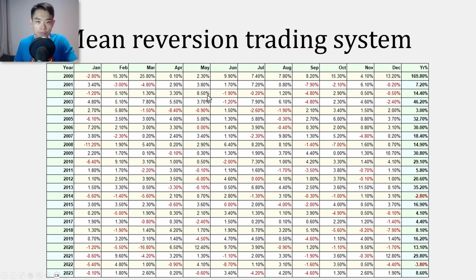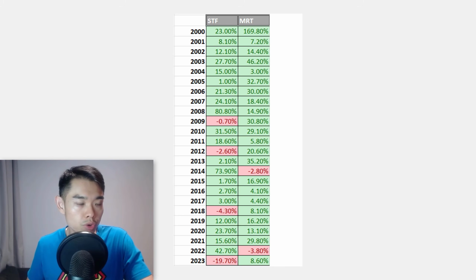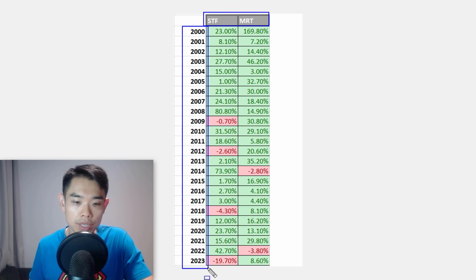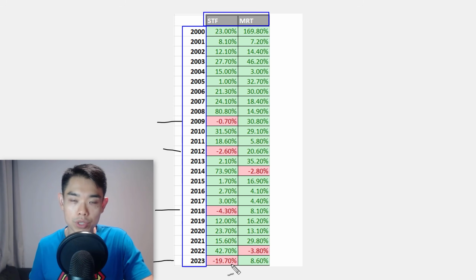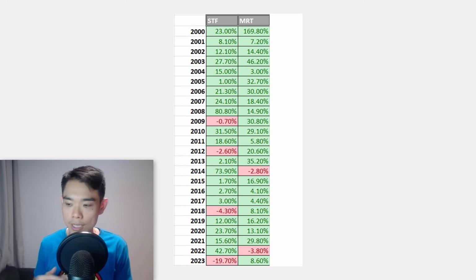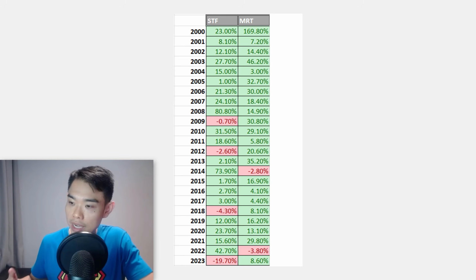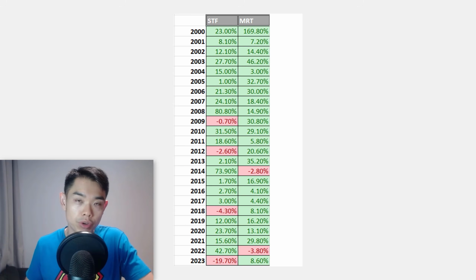So with this in mind, these are the two trading systems I've shared with you earlier, the trend following and the mean reversion one. What you're seeing over here is the yearly returns over the last 24 years. You can see that the trend following system had 1, 2, 3, and 4 losing years, and the mean reversion trading system had 2 losing years. So now the question is this: how can you reduce the chance of experiencing a losing year? How can you increase the chance of making money almost every year, regardless whether it's a bull market, a bear market, or during a recession?